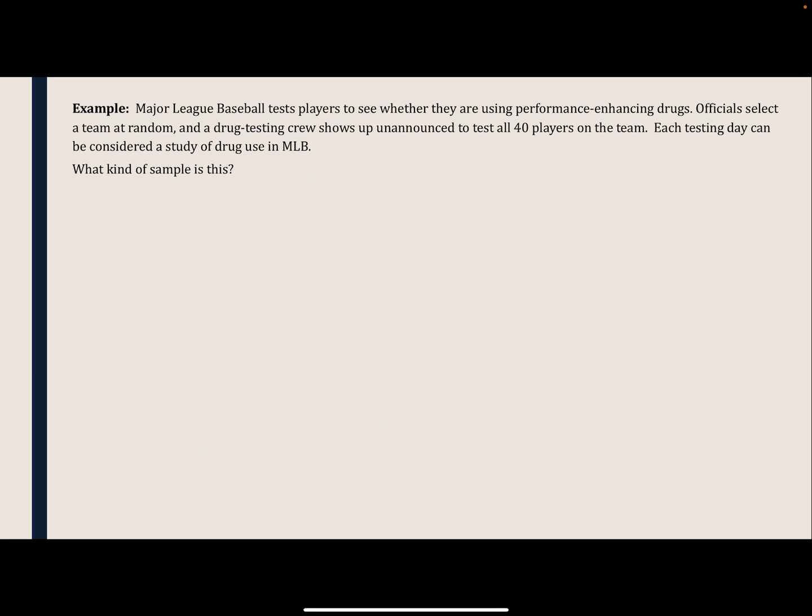So on this example, it says Major League Baseball tests players to see whether they are using performance-enhancing drugs. Officials select a team at random, and a drug testing crew shows up unannounced to test all 40 players on the team. Each testing day can be considered a study of drug use in Major League Baseball. What kind of sample is this?